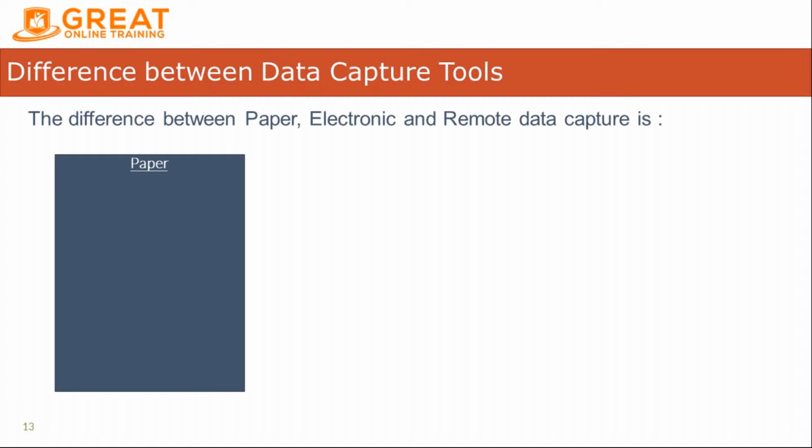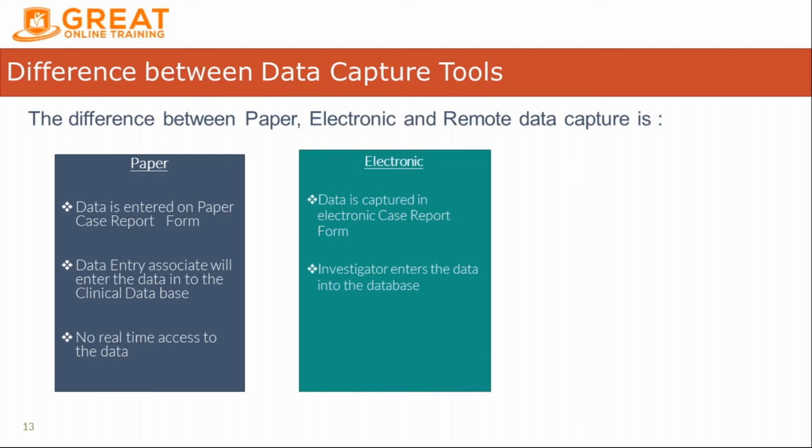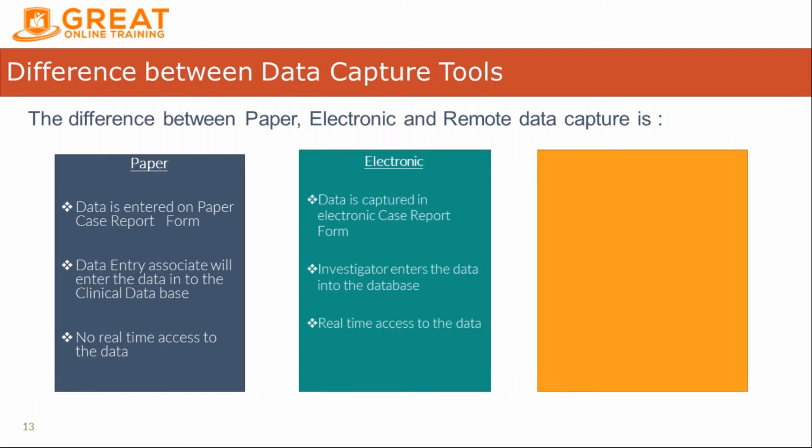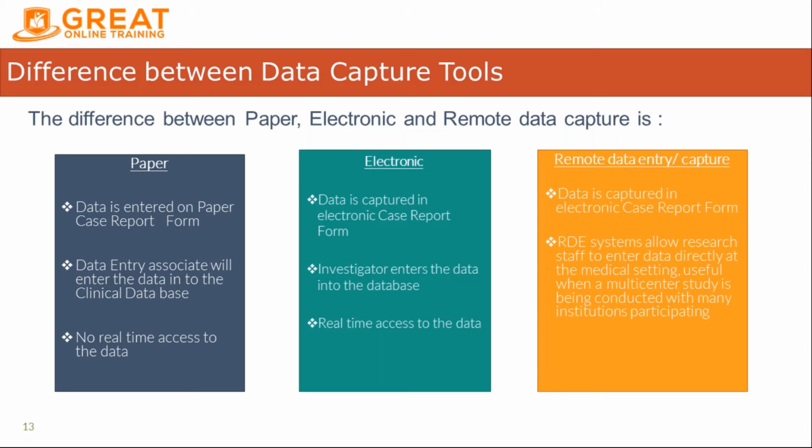So here we have differences between data capture tools, three different data capture tools: paper, electronic, and RDC. In paper data capture, data is entered on paper case report form. Data entry associate will enter the data into the clinical database. What is data entry? Data entry is a process of entering or transferring data from case report form to clinical data management system, CDMS, such as Oracle Clinical, InForm, or Medidata Rave.